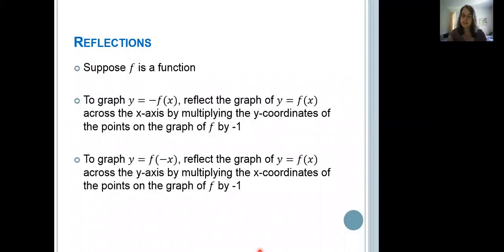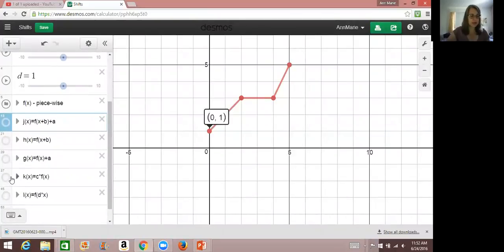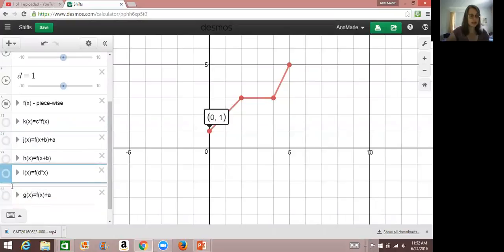Now we're going to shift gears a little bit. We're going to talk about reflections. A reflection is essentially I multiply by -1 either outside or inside. And you should be able to think about this and see what's going on. I've got this set up here. That's outside the parentheses, and this one is inside the parentheses.